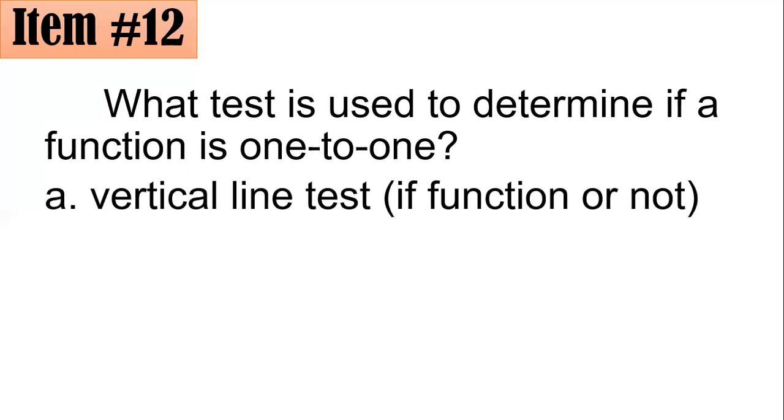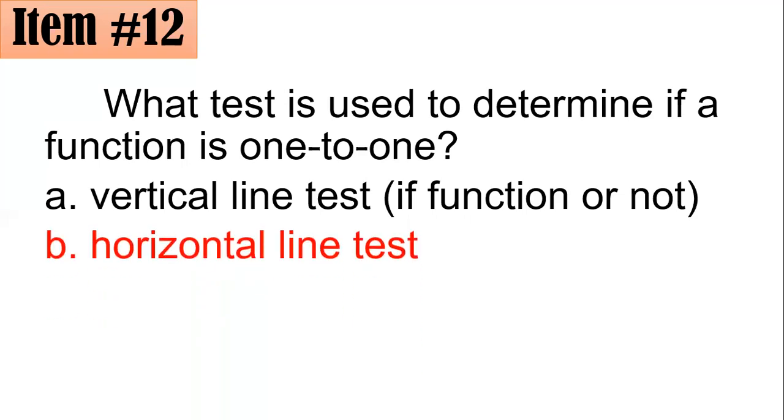If you draw a vertical line in any portion of the graph, then at most one point should be intersected by the vertical line to the graph. If the vertical line intersects 2 or more points on the graph, then the graph is that of a relation which is not a function. Letter B is the correct answer here.